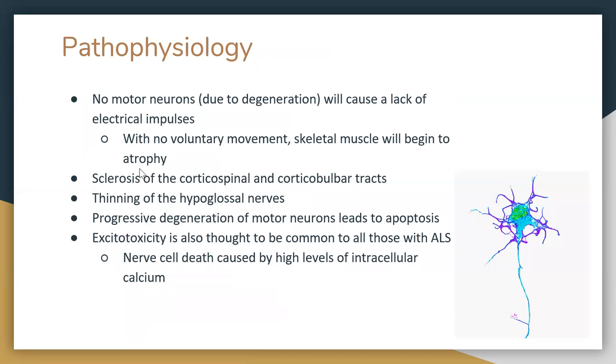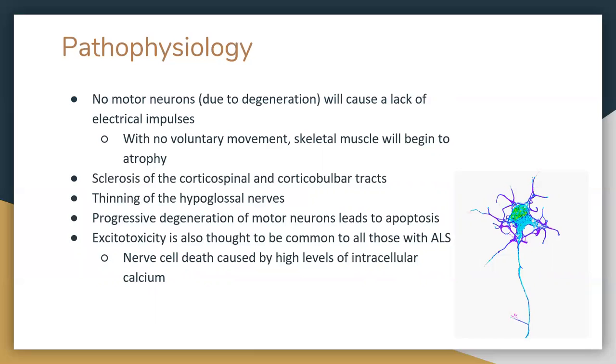Then looking at the pathophysiology of ALS, as it is a degenerative disease, these motor neurons will lack the electrical impulses that they'd normally be able to carry out, as they are either destroyed or the myelin is destroyed.